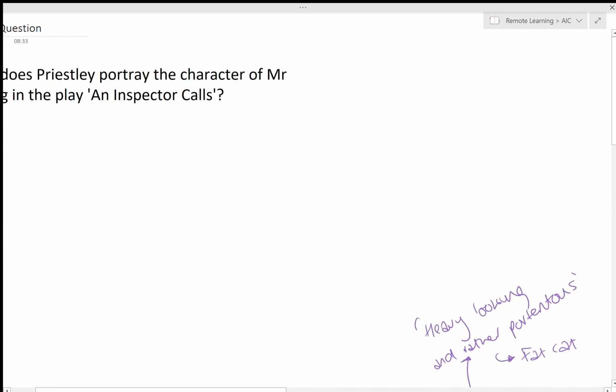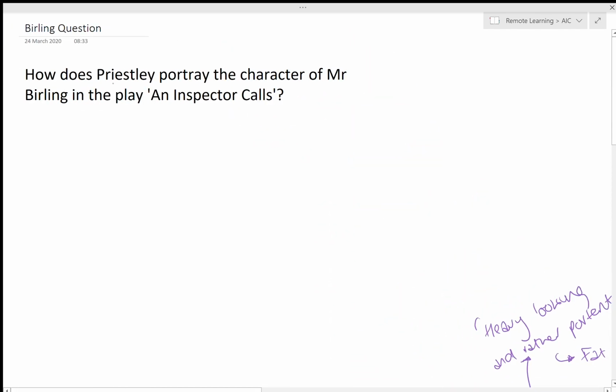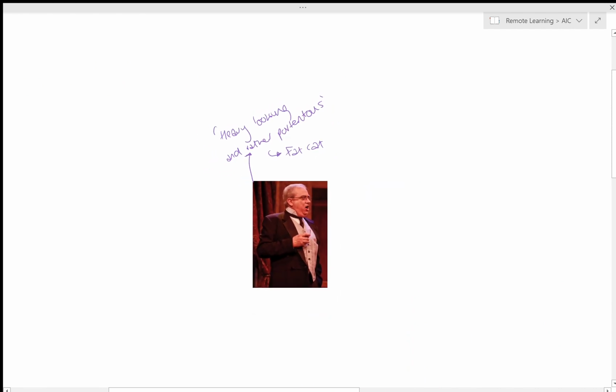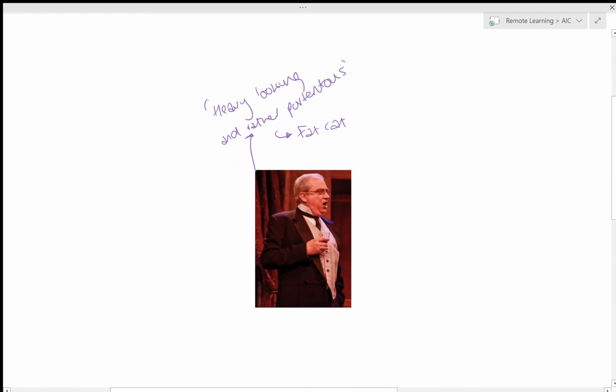Now, the question itself is asking us, how does Priestley portray? If I think about the word portray, that might just be a synonym for the word show, or perhaps describe or present. So what this question's really asking you to do is answer, how does Priestley show, describe, or create the character of Mr Birling?